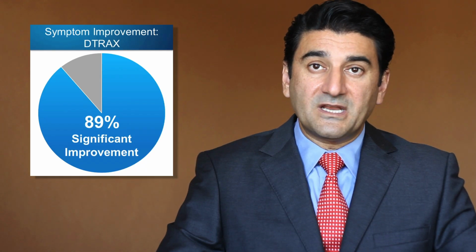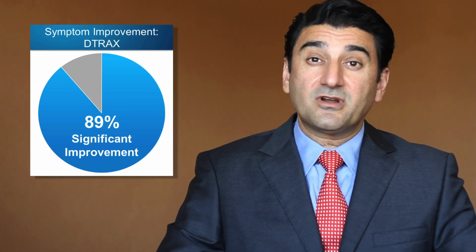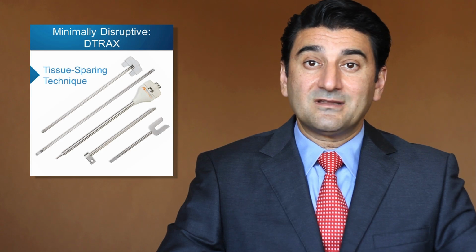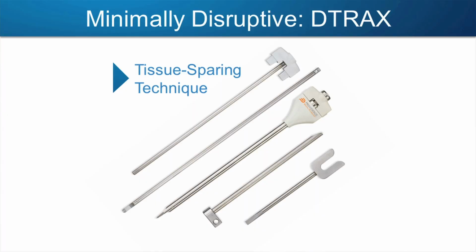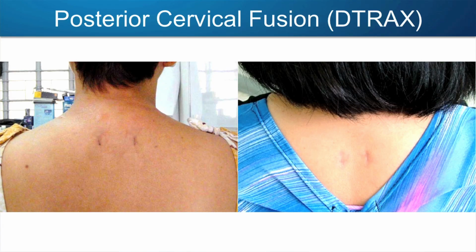Patients report improvement in just weeks, and for the vast majority of the patients, the improvement is significant. But what patients usually like the most about DTRAX cervical cage is how it can be performed using a tissue-sparing technique. The largest instrument is just 1 centimeter in diameter. That's smaller than a dime. This approach can reduce time spent in surgery and in the hospital and position patients for a faster recovery. It also can result in a favorable cosmetic outcome. Scarring is minimized and on the back of the neck, where it's much less visible. Here we see two patients just 14 days after posterior fusion with DTRAX cervical cage.